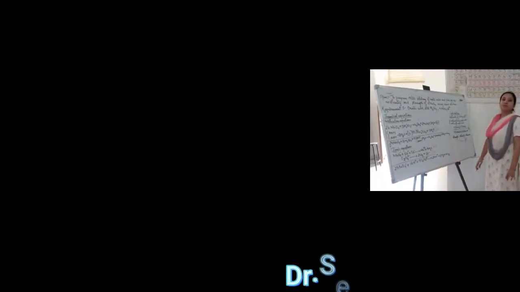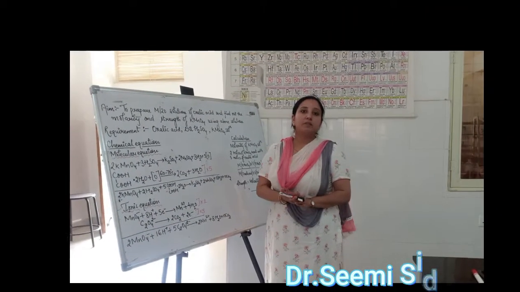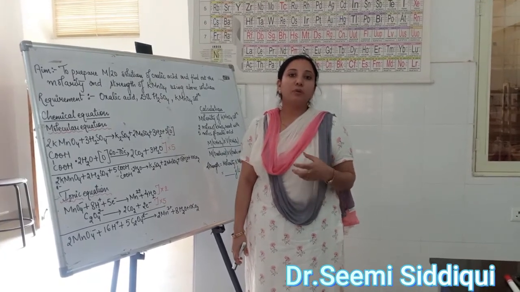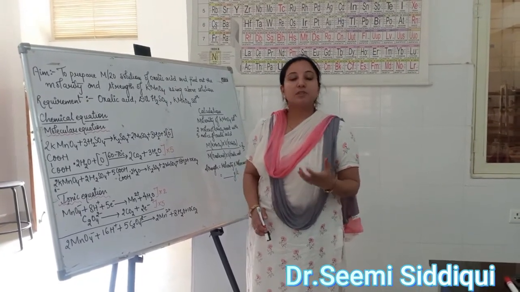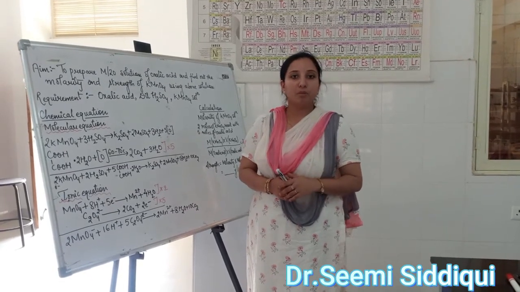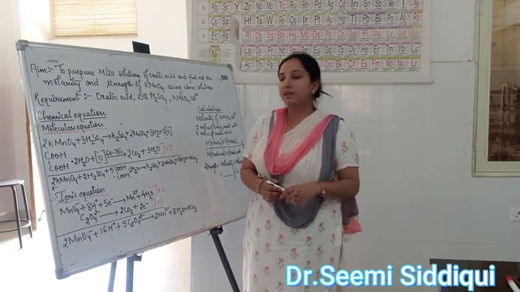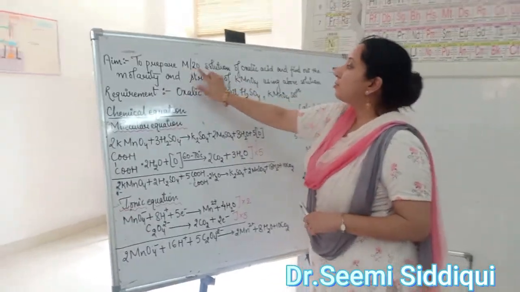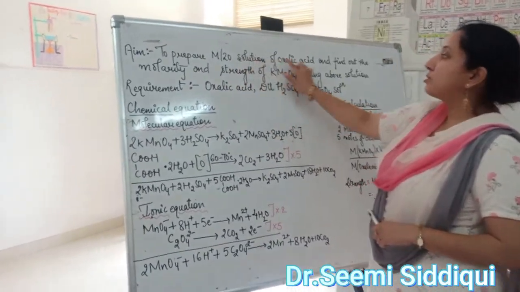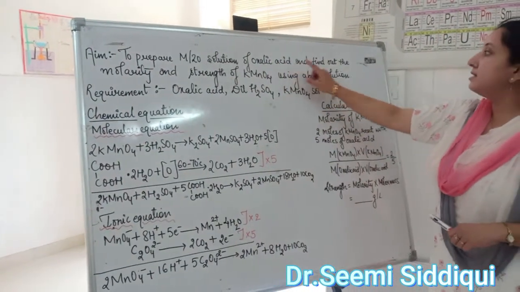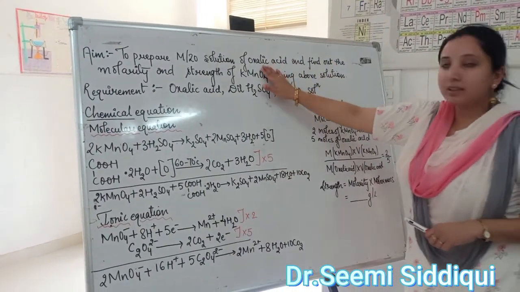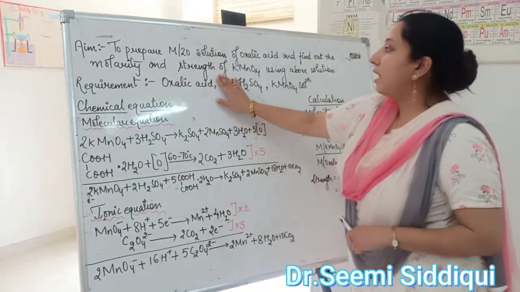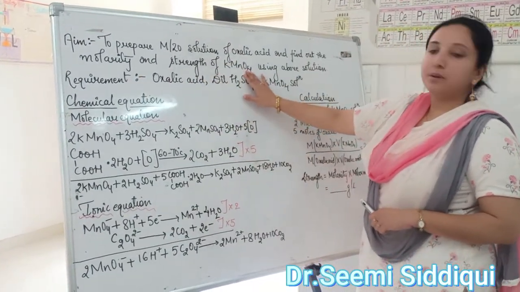Good morning students. Today we are going to start with our practical work. So just watch the practical, how we need to perform it. After the reopening of the school, we are going to perform these practicals in the lab itself. Now today our aim is to prepare an M by 20 solution of oxalic acid, and then using this particular solution you need to find out the molarity and strength of potassium permanganate.